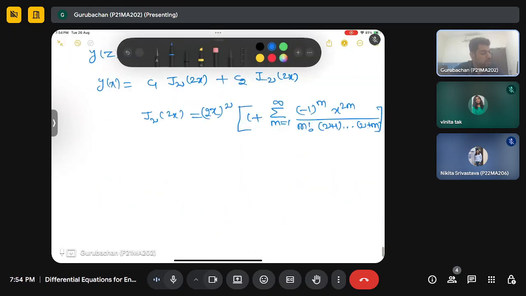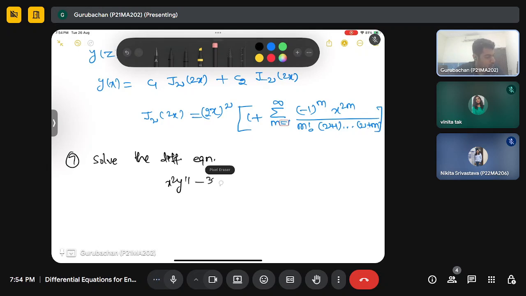In the similar fashion, let me give you one more question. Solve the differential equation x square y double dash minus 3x y dash plus 4 x to the power 4 minus 3 y equal to 0. This is also a similar kind of equation. Try this one, how you can convert it to the step of the Bessel differential equation.